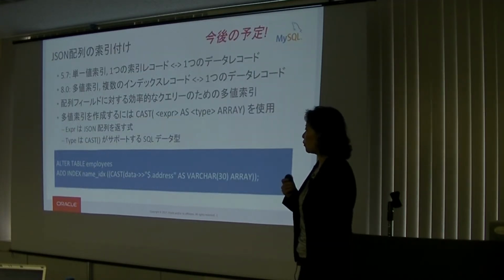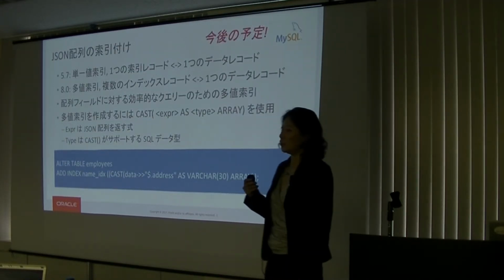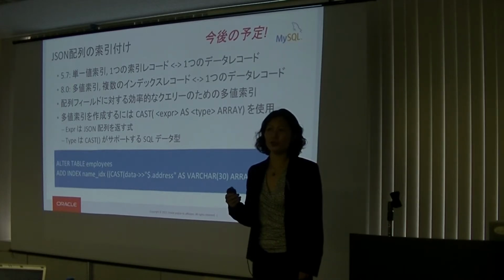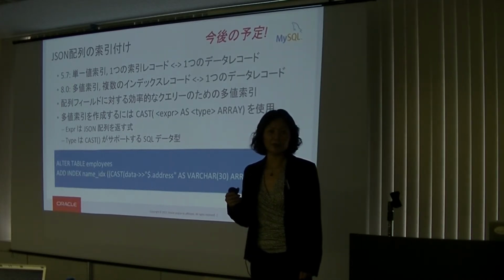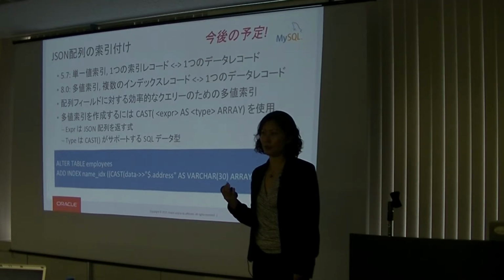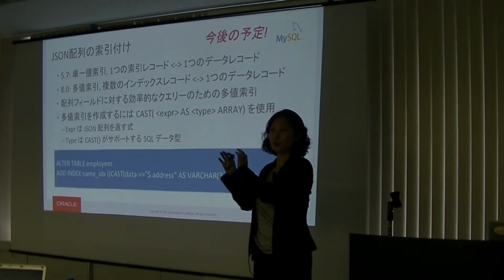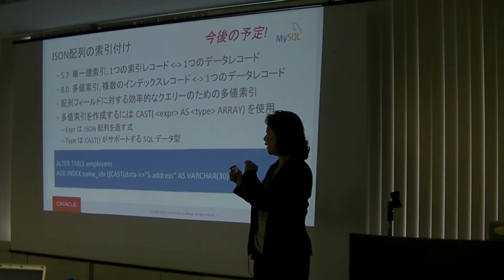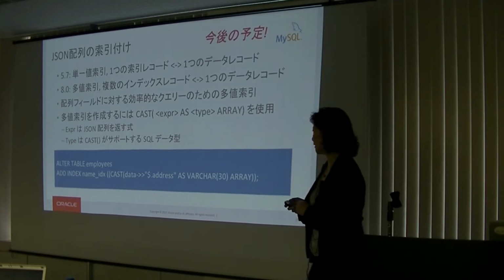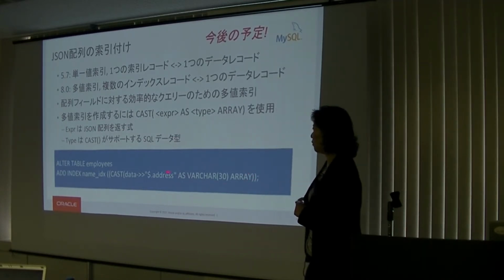So what is this used for? Why do I do this? It's because array is very commonly used in JSON documents. But array has the property that they map array, so multiple values, to the same base record. And that's what we call a multi-value index. And this syntax gives me a possibility to say that I want to create an index on array, and this array is varchar 30.